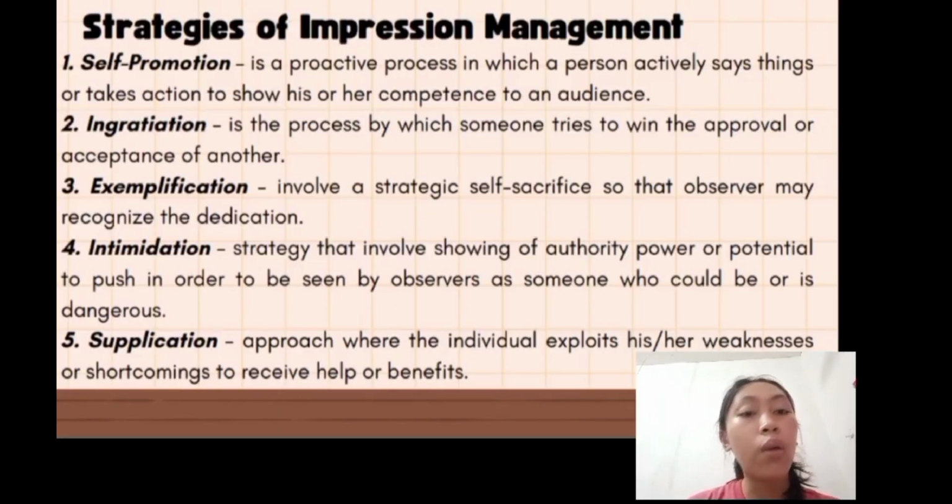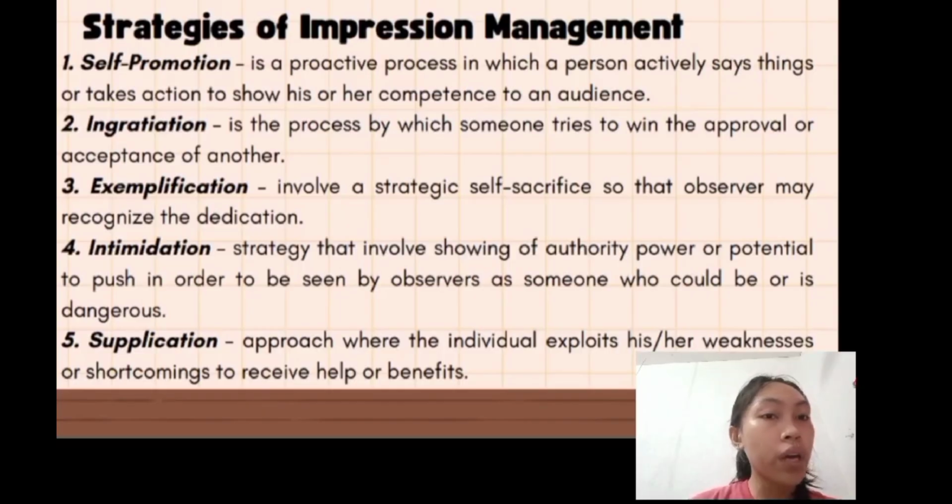Example, when a woman wants to get her mother-in-law to like her, she might kiss up to her by giving her compliments or gifts. She may also try to make herself appear more similar to her mother-in-law, since people tend to like others with similar values and interests. Next is exemplification. It involves a strategic self-sacrifice so that observers may recognize the dedication.